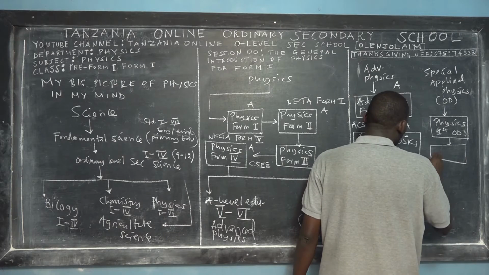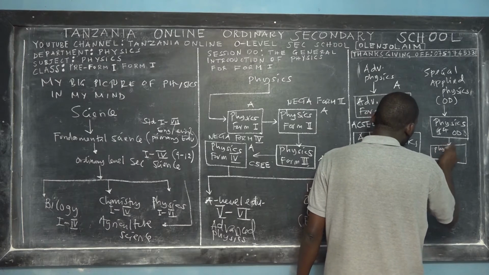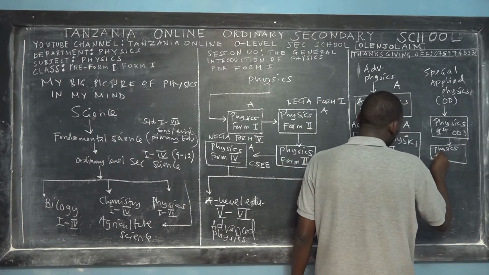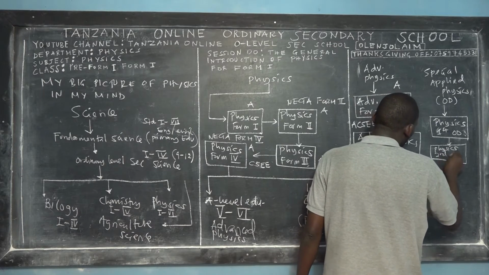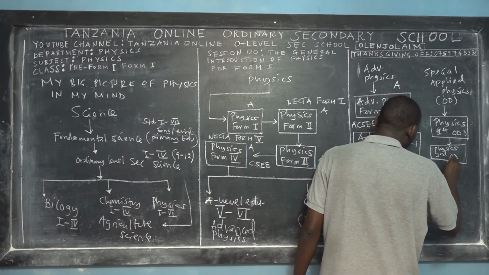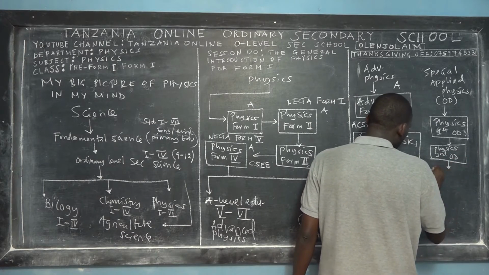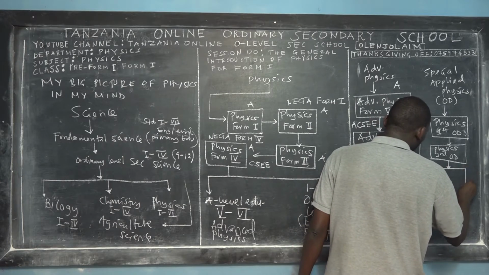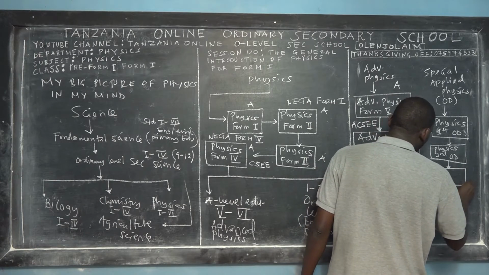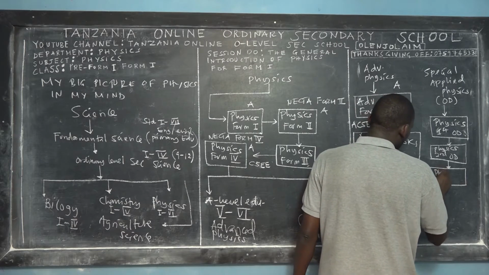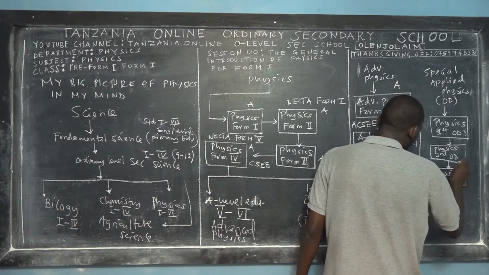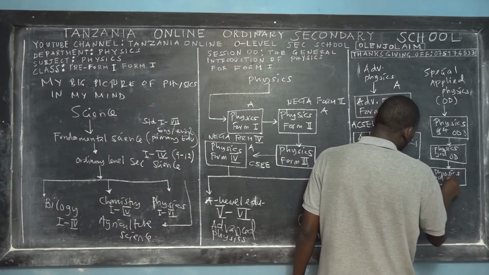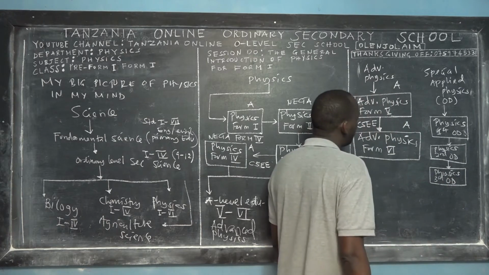So the next one will be physics, second year of ordinary diploma. And then we come here. So this is physics, third year, physics, third year of ordinary diploma.